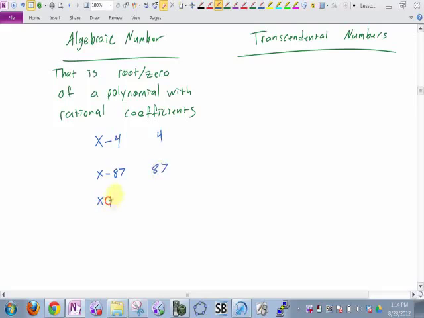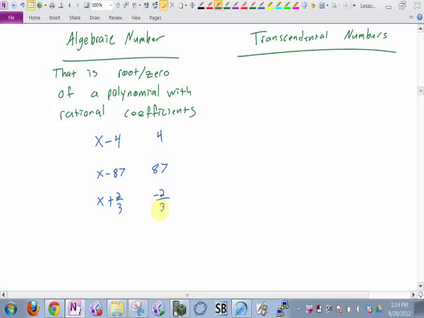For example, x plus 2/3. Is that a polynomial with rational coefficients? Yes, and what is the 0 of that polynomial? Negative 2/3. So positive whole numbers, negative whole numbers, positive fractions, negative fractions, they can all very easily be written as the root of a polynomial, so they are all algebraic numbers.